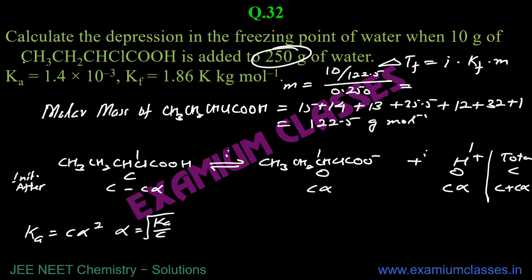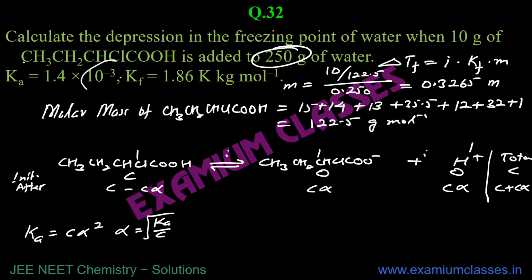10 divided by 122.5 divided by 0.25. Okay, so it will be 0.326530. So 0.3265, I would say 0.3265 m. This will be the concentration, approximately.